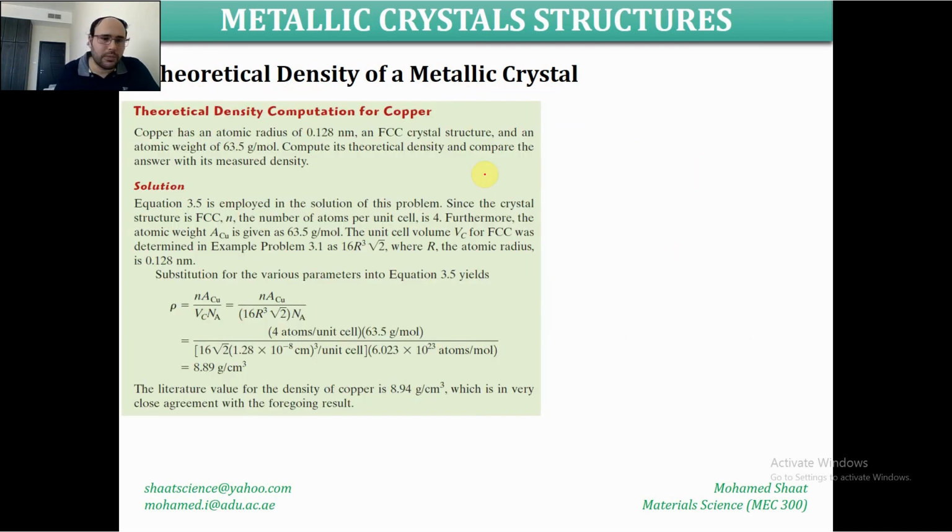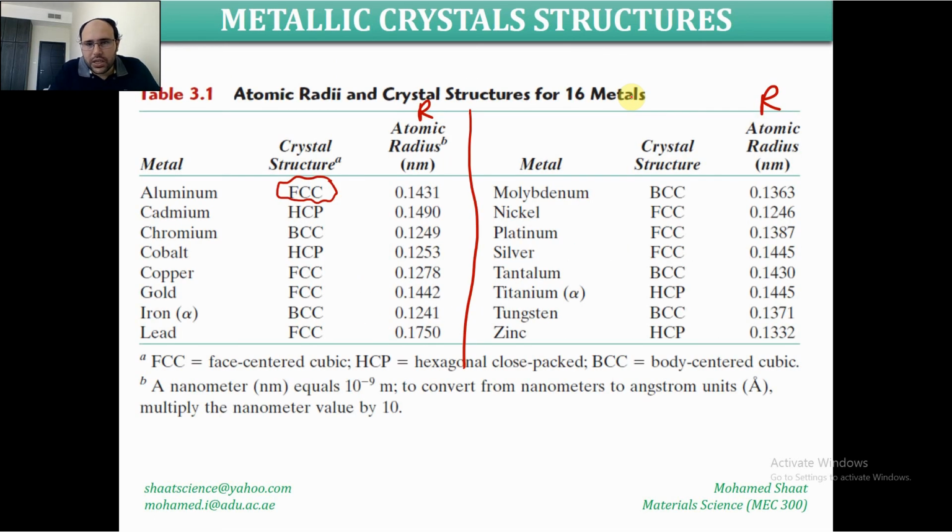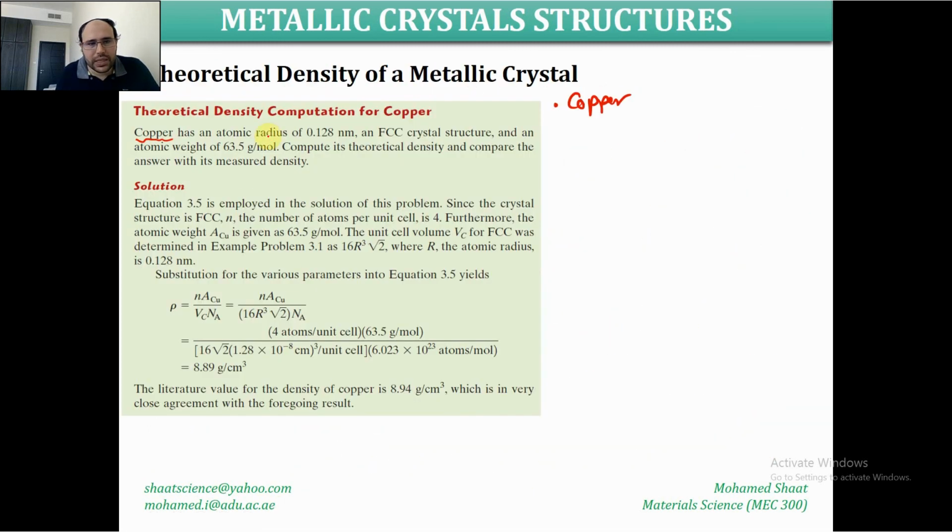So let us consider this example of the calculation of the theoretical density for copper. The material type is copper. If we go back to this table, copper has an FCC crystal structure and its atomic radius R equals 0.1278, which we can round to 0.128. That's why it is given here with this value, which is the same value, but we're just rounding the number. So R, the atomic radius, is 0.128 nanometer. Remember, it comes in nanometer.